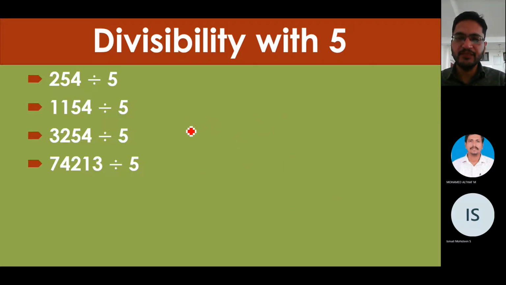Similarly, next example, 3254. We are to divide this number by 5. So we will multiply this number by 2. It is 6508. Now we will divide this number by 10. So the answer is 650.8. Similarly, the next questions can be done in the same way.